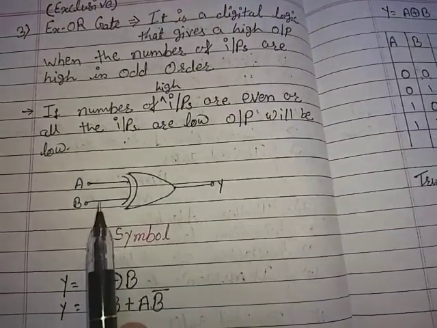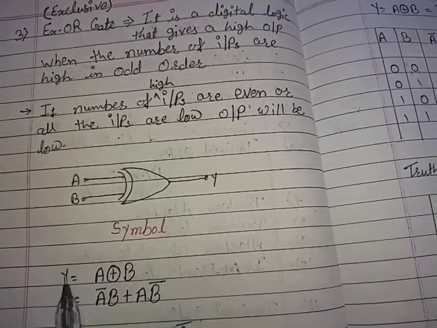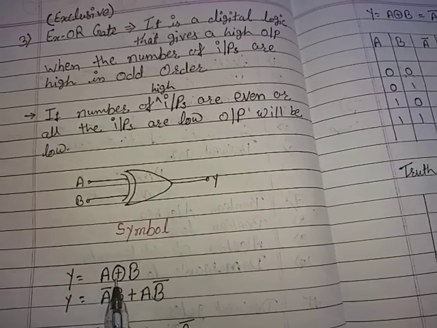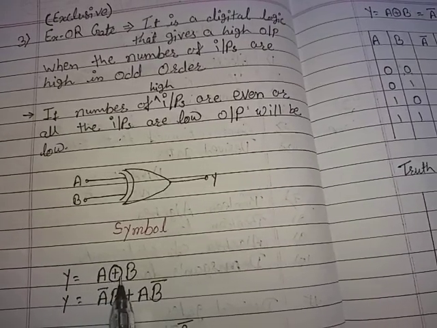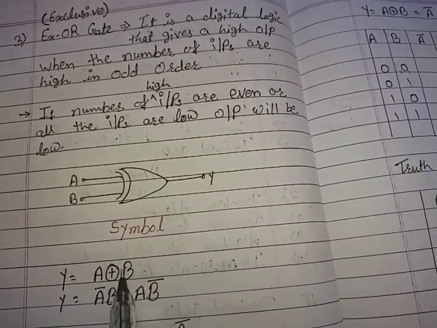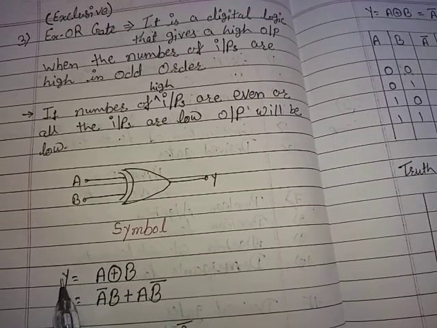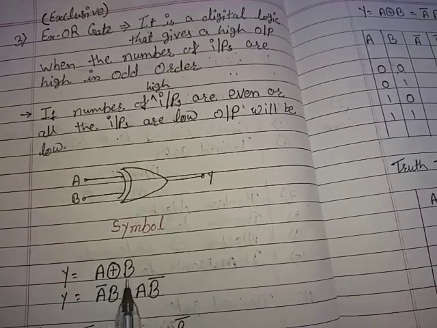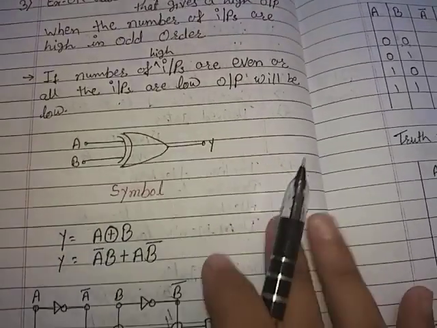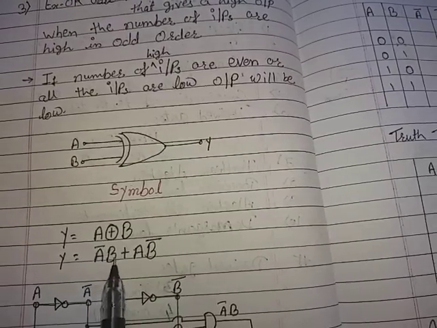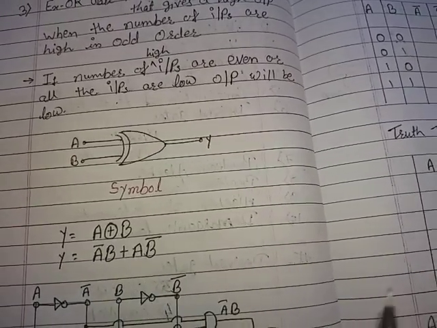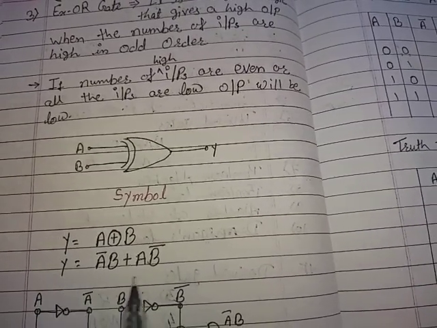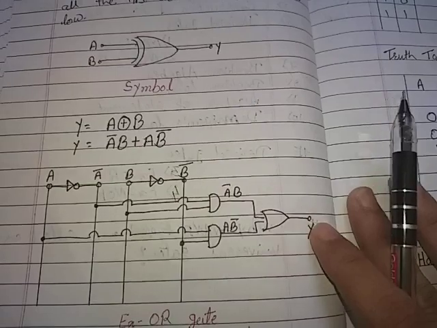Here is the symbol of the XOR gate and the logical equation y is equal to a XOR b. This symbol is known as the XOR symbol, and it is read as y is equal to a XOR b. The implementation of this equation will be y is equal to a bar b plus a b bar. Now, if we derive this equation by using basic gates, it will be like this.